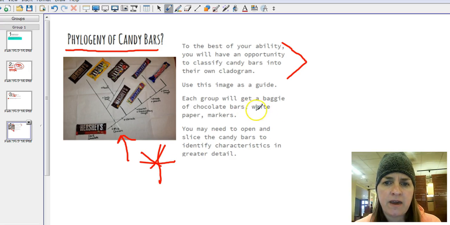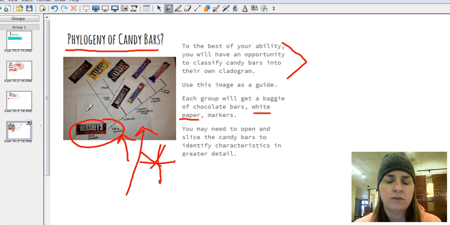In addition to your baggie of chocolate bars, you're also going to get a white paper. On that white paper, I want you to create a cladogram, okay? Keep in mind that at the base of the cladogram is what all of them have in common. You could almost guarantee that they're all going to have chocolate, right? So that would be your basic chocolate candy bar. And then from there, it branches off into many different groups. You'll also have markers in the classroom.